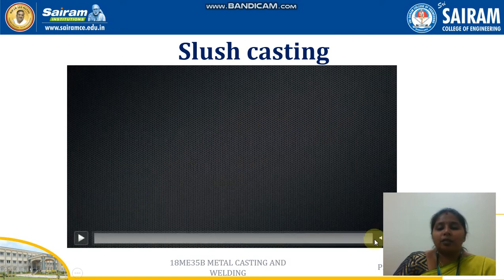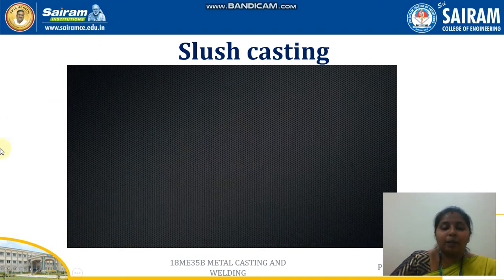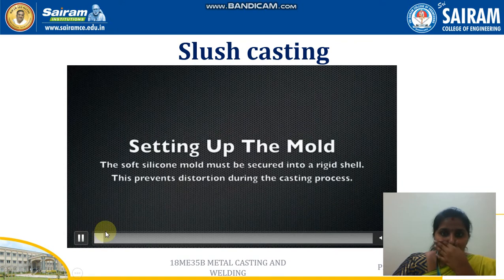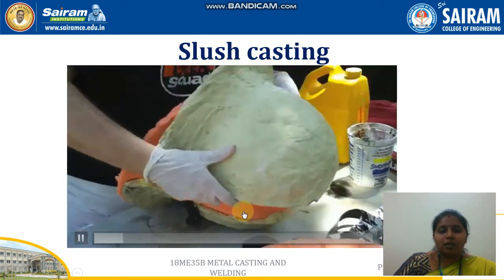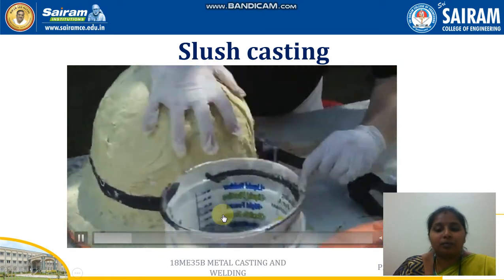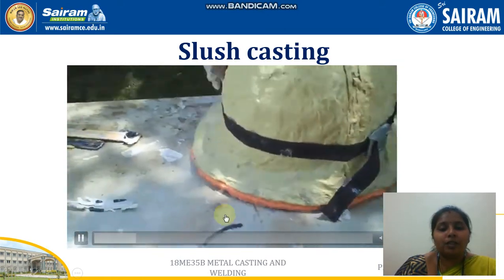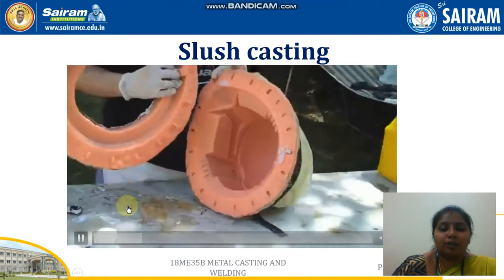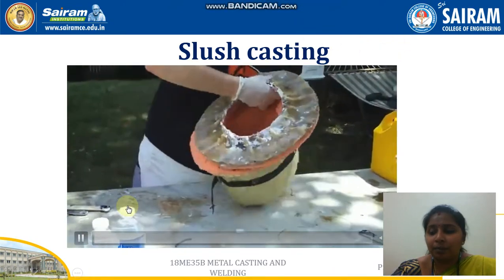So here there is a video of how they are preparing a clown helmet with the help of this slush casting. They are producing a clown helmet with the help of this slush casting. This is the cavity they are taking. This type of casting is mainly used for producing toys, statues, etc.